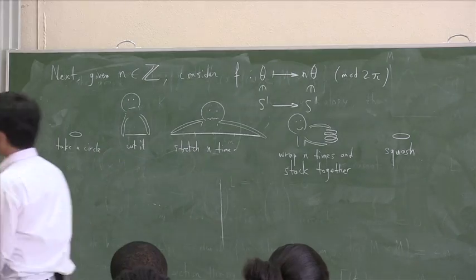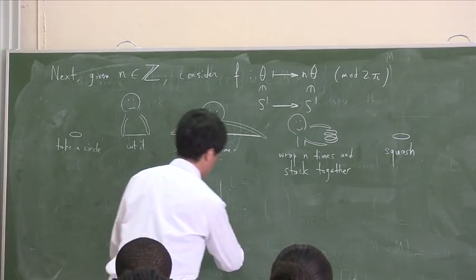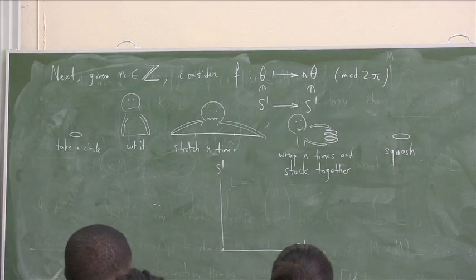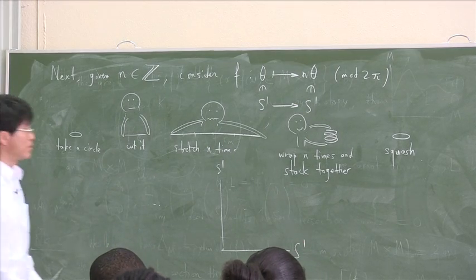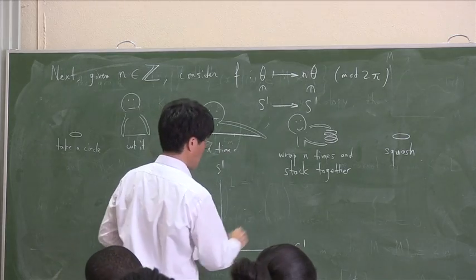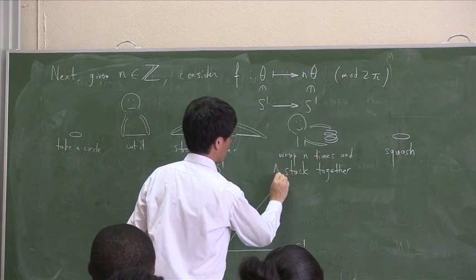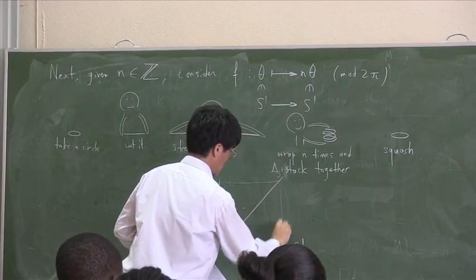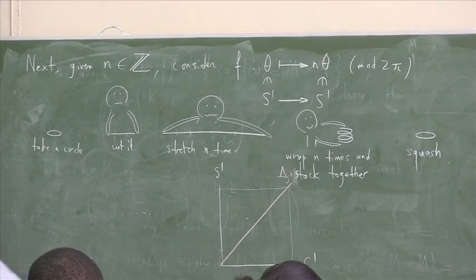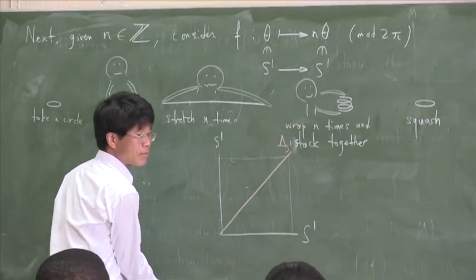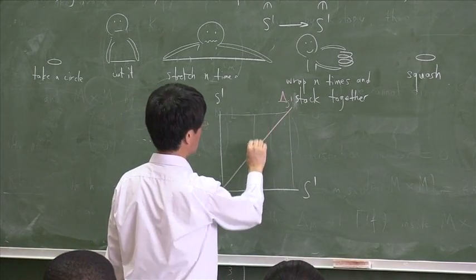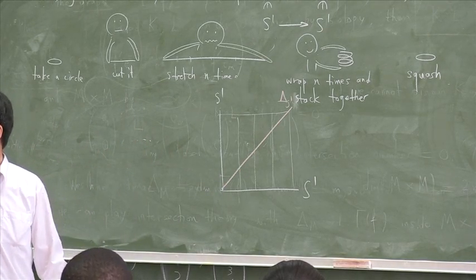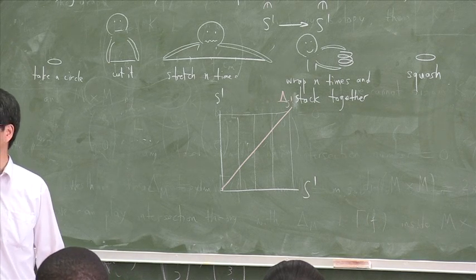What is the picture that corresponds to this product and graph and so forth? Here is what it is, and it's very instructive, so I hope you enjoy it. The diagonal is the same as before. That was in red, wasn't it? That's the diagonal. Okay. What is the graph of theta goes to n theta? Do you have any idea? What's the graph of y equals 4x, for example? Do you have any idea?